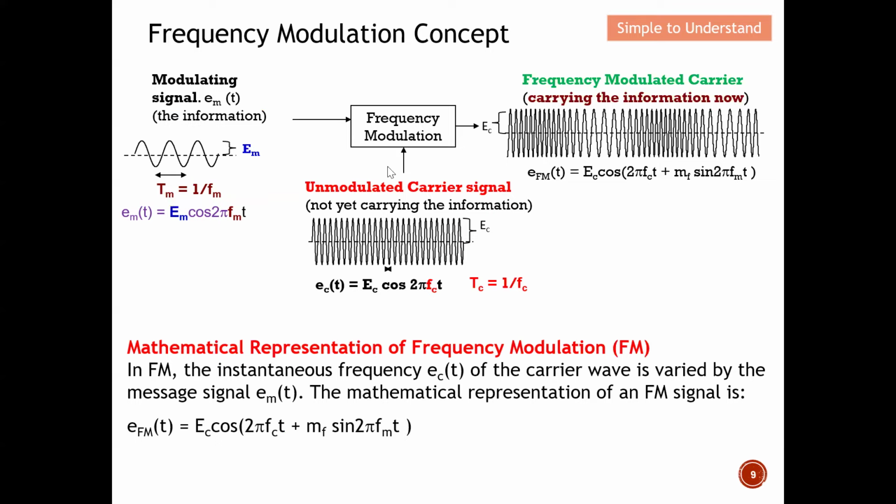Next will be the unmodulated carrier signal. Basically, this carrier does not carry any information yet. Therefore, you can see that it has a constant frequency. From here again, how to describe this waveform? This will be the amplitude of the carrier, and we also have this carrier frequency over here. In short, this is how we describe the carrier signal in the time domain with this equation here.